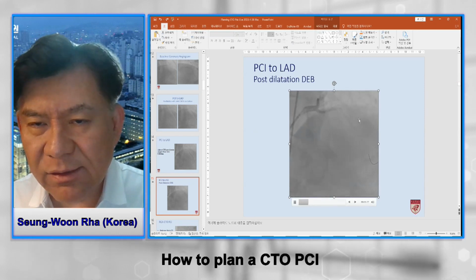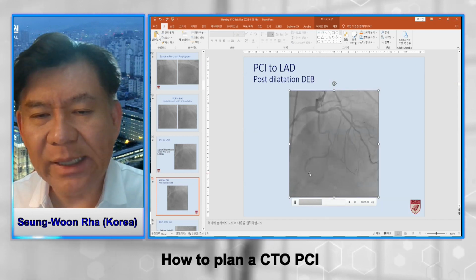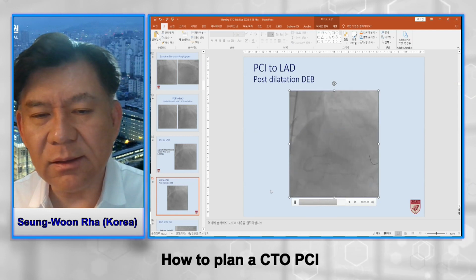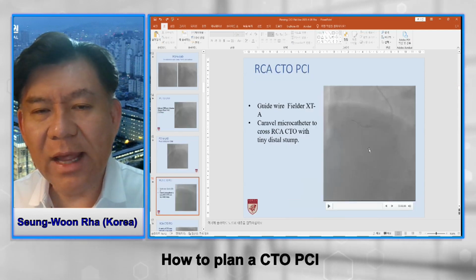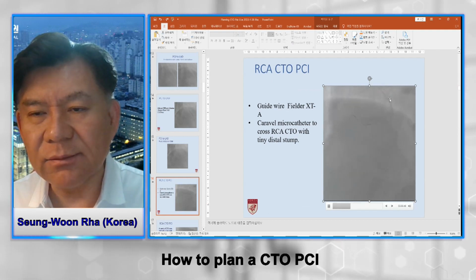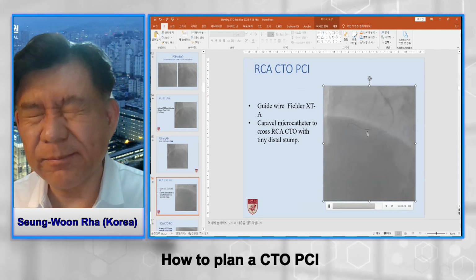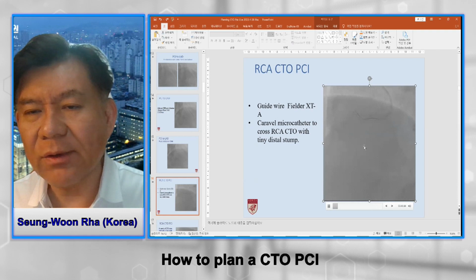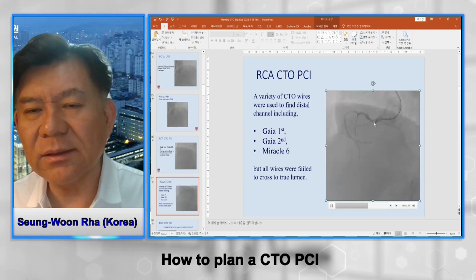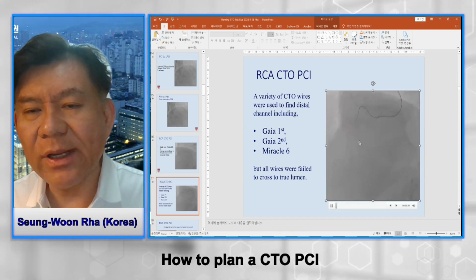Then you can see some collateral from the septal to part of the PDA, PLV bifurcation. But you can see this means that the RCA length is not so short. So he started this RCA intervention with implant backup support, with the conventional XTA and microcatheter support. He started with the XT series, but it was not easy. This could not overcome the angulated CTO.